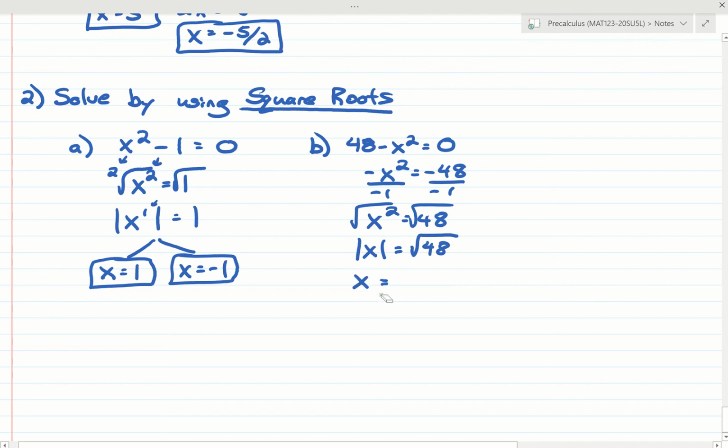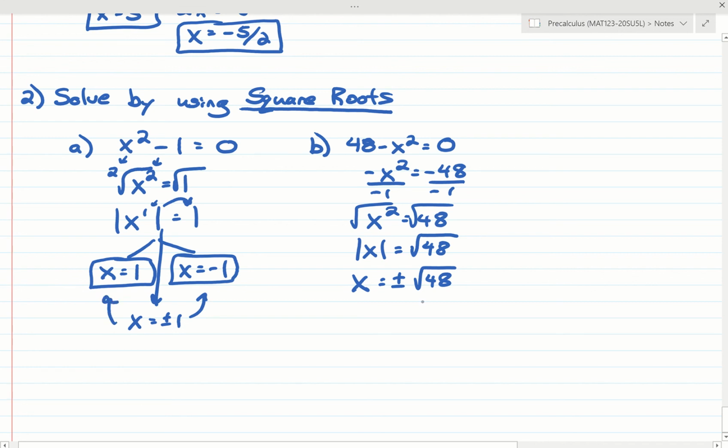And instead of breaking this up like we did before, having x equals square root of 48, x equals negative square root of 48, it might just be easier for us to just write positive or negative square root of 48. We could have done that right here. Instead of breaking it up, we could have just brought this absolute value over and just said x was equal to plus or minus 1. It's the same thing, it's just a little bit easier to write.